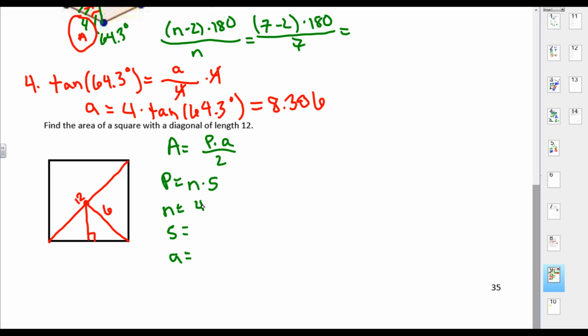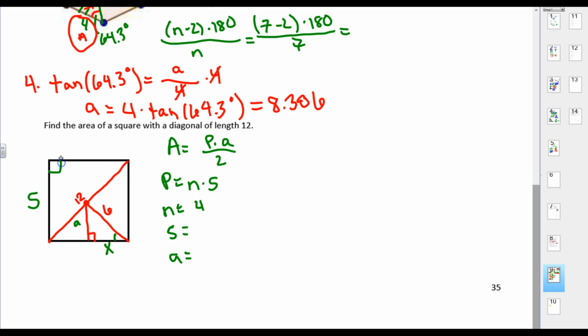So I need to find the apothem, and I need to find the side length. I'm going to call the side length S. I'm going to call this piece right here, which is half the side length, X. Okay? That's half the side length. And in order to do this with this particular formula, I need to figure out what X happens to be. So I'm going to figure out what this angle right here is.